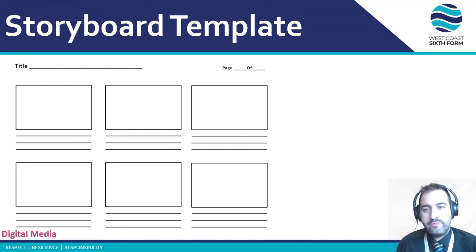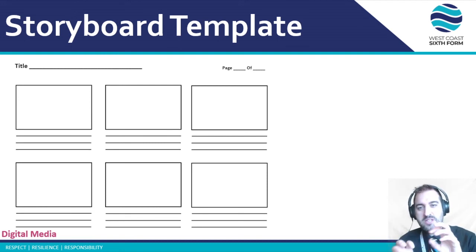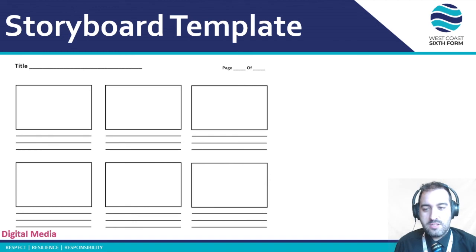So for example, if in the last panel you wanted the logo to come up with a nice big flashy sign telling you how much the price is, then obviously you would draw that in there, maybe draw some arrows to show movement and maybe some lines to show that it's flashing away, and then you would also describe that in the box underneath.